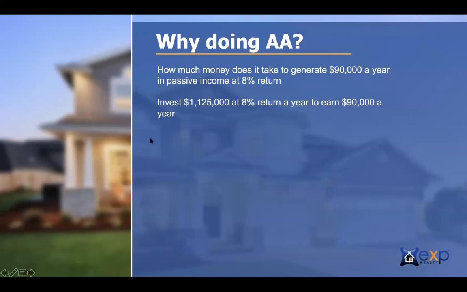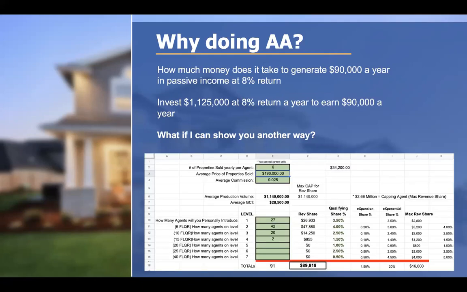So what if I can show you a better way? What if I can show you another way that us, the agents at EXP, can achieve the same goal using no capital, right? If you don't know this, maybe somebody can post the link under the chat. This is a revenue share calculator.